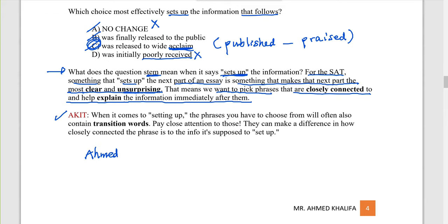I'm trying to be modest enough. Ahmed Khalifa, important tip. I know I'm not funny.